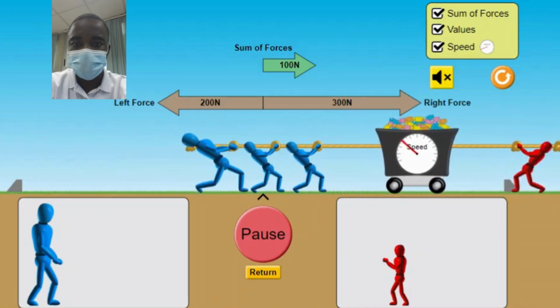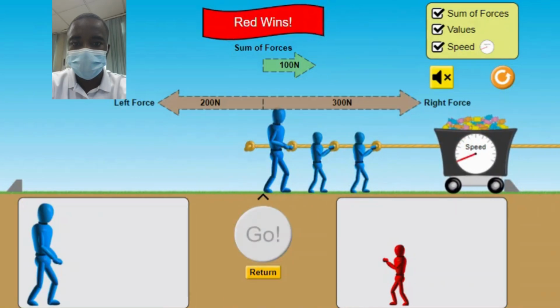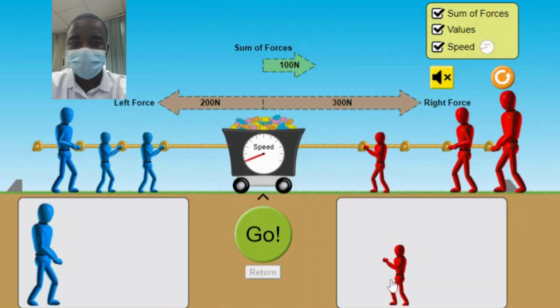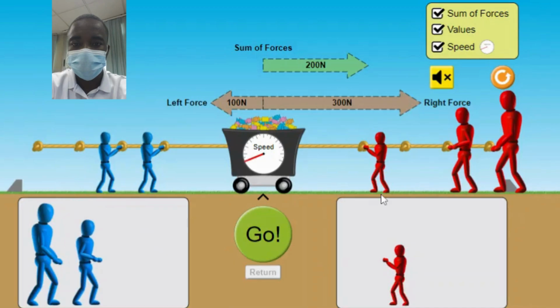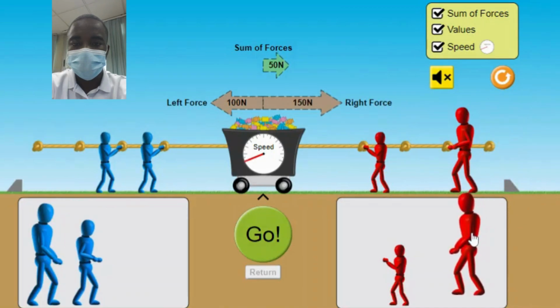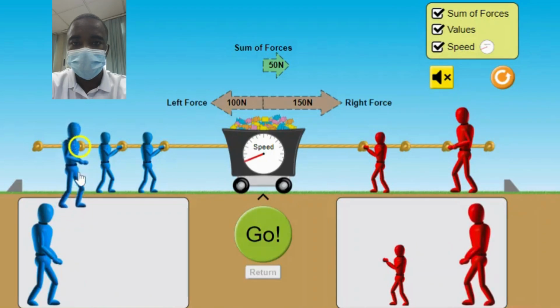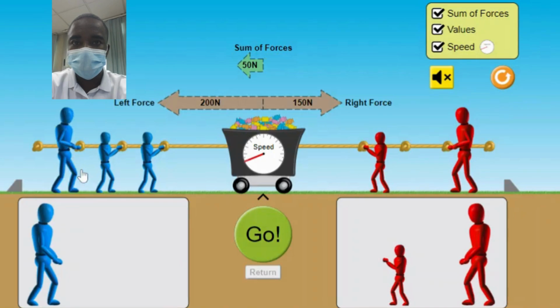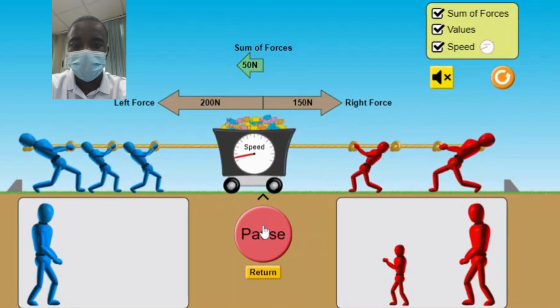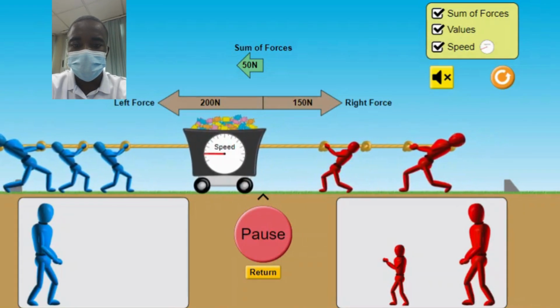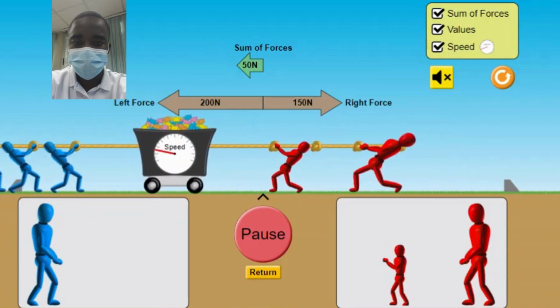3. Experimentation and exploration. Students can experiment with different numbers of pullers and observe the resulting changes in the cart's motion. This exploratory approach encourages critical thinking and problem-solving skills. 4. Real-world application. The simulation provides a practical application of Newton's laws of motion, which are fundamental principles that govern the motion of objects in the real world. This helps students see the relevance of these concepts in everyday life.